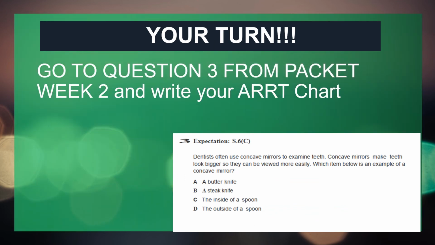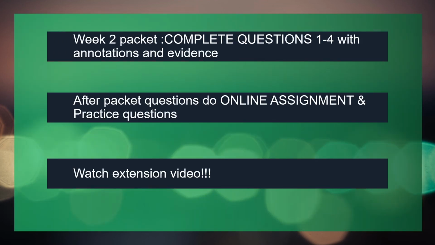Your turn. Go to question 3 from packet week 2. Read the question to yourself. Highlight the question. Circle your keywords. Write your ART chart and write your evidence. Please make sure to complete the rest of questions 1 through 4 with annotations and evidence. After the packet questions, do the online assignment and the practice questions, and also watch your extension video.